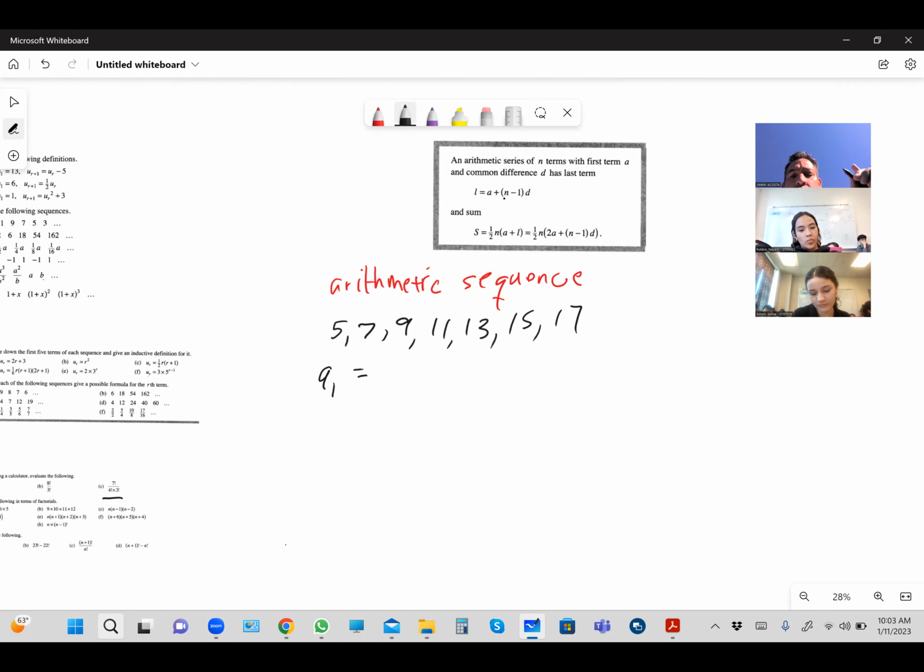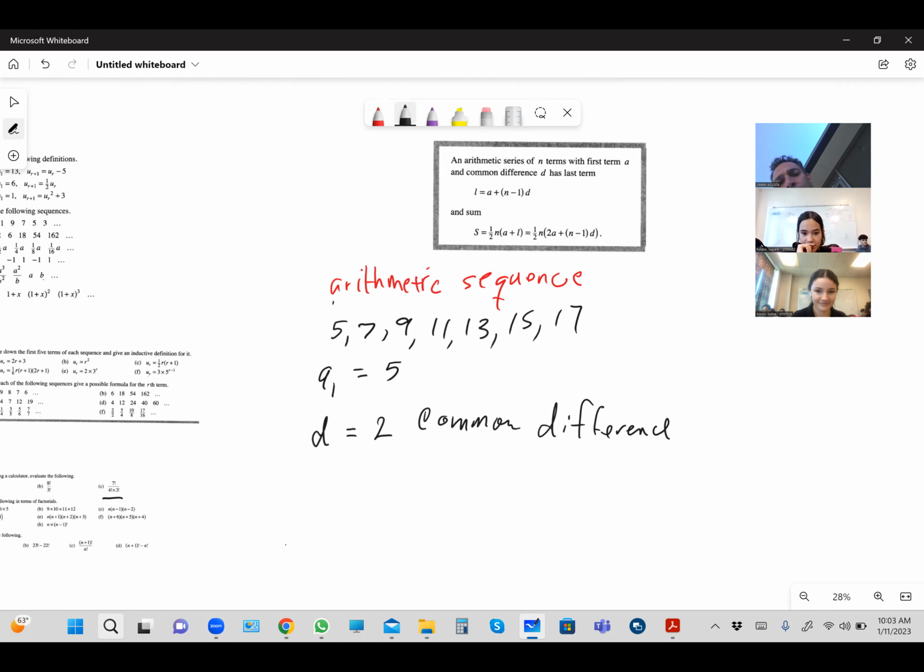So in this case, this is the first term, this is the second term, this is the third term. If you take the third term and subtract the second term, you're going to get the common difference of 2. Okay? So 7 minus 5 is 2, but so is 9 minus 7. So is 11 minus 9. So is 13 minus 11. So is 15 minus 13, and so on and so forth.